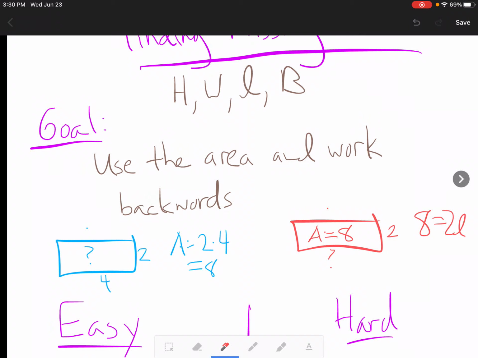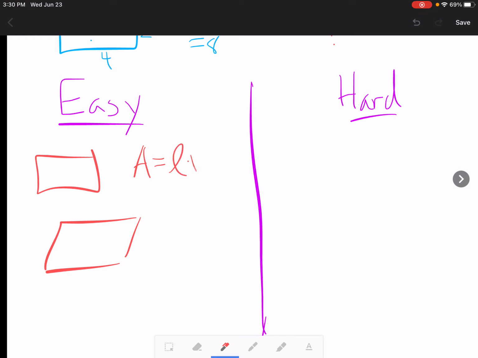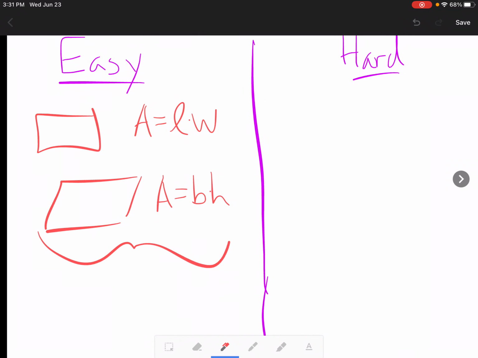Now, when it comes to these problems, we have two types. We got easy, we got hard. Easy: rectangle and parallelogram, because their formulas are fairly straightforward. Area is equal to length times width. Area is equal to base times height. And so there's nothing too fancy going on in there. What we're going to do with these easy ones is simply do a little division. We'll take the area, divide by the known quantity, and we'll find the missing dimension that way.